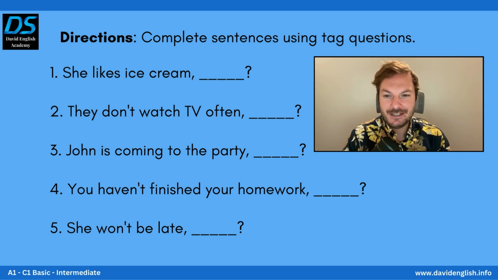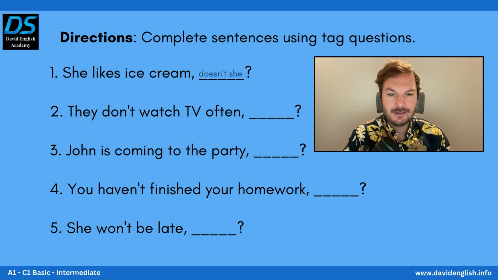Number 1, she likes ice cream. What do you think? She likes ice cream, doesn't she? Why are we saying doesn't she? Because likes is a verb, first of all, it's an action. And we know that do or does goes with that. And here we have to use a negative question, right? Because again, it's positive to negative.